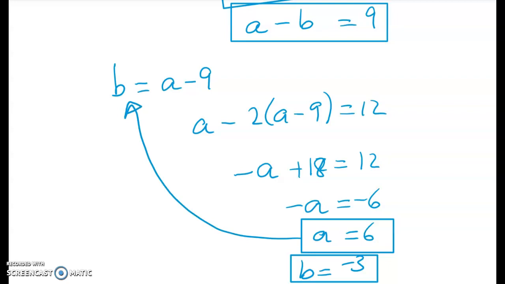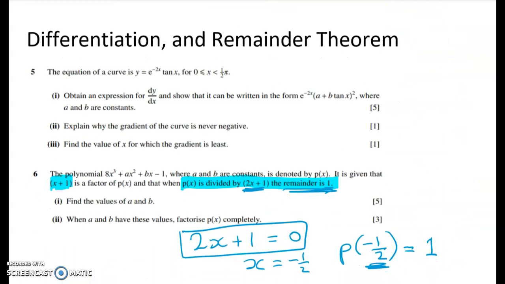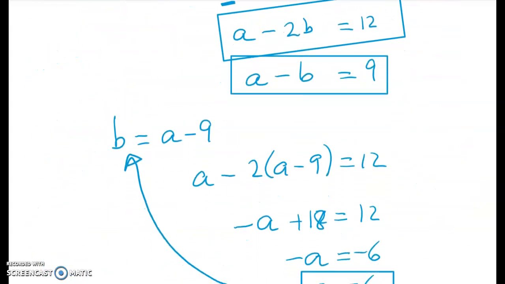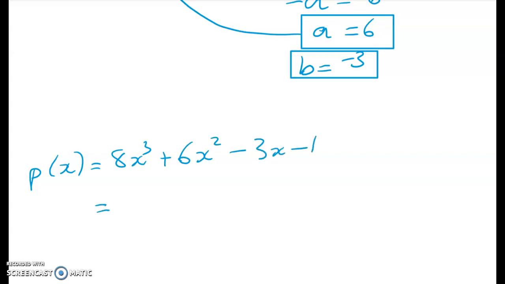Right, let's have a look at where we're up to. I think we're just about finished the first part. Right, we've found a and b, and now we have to factorise p of x completely. But we've already been told one of the factors, and we've got a cubic, so it's not going to be too bad. So what's p of x? Well, p of x is 8x cubed plus 6x squared minus 3x minus 1.